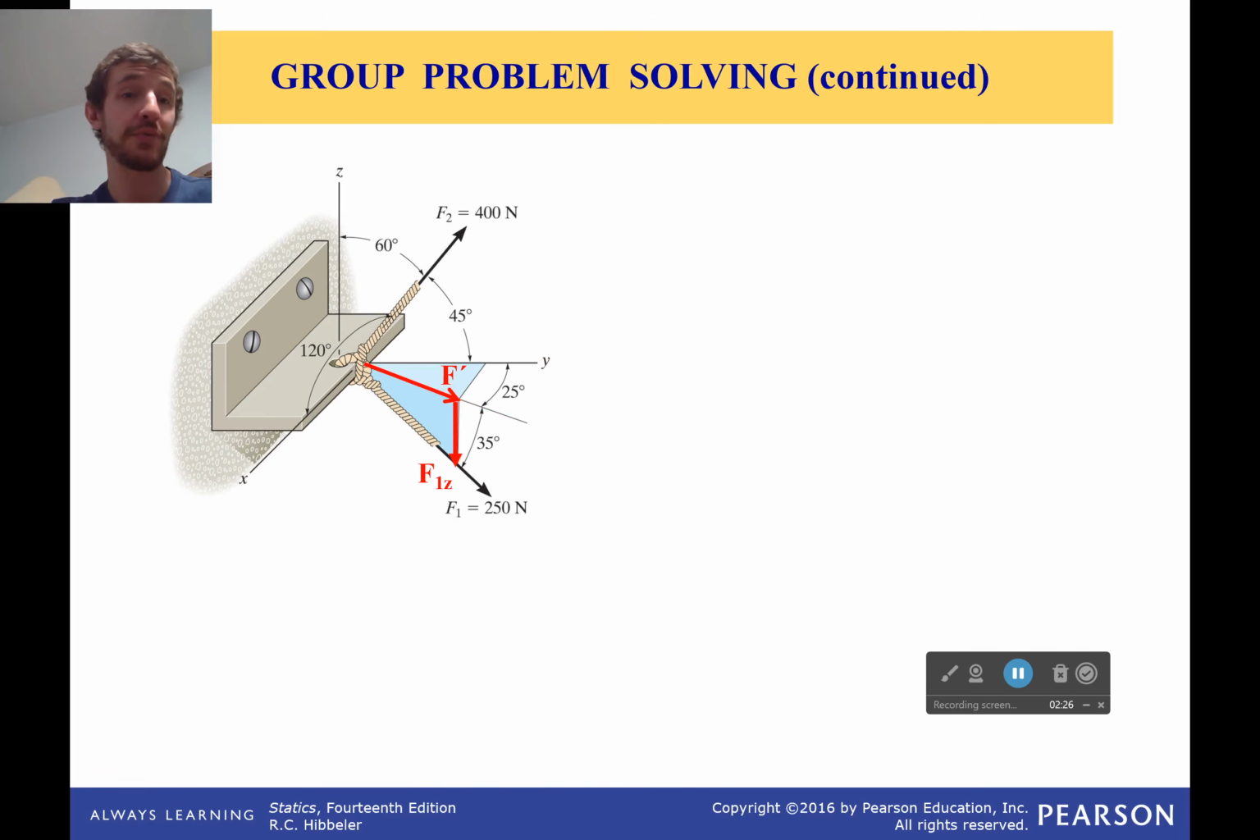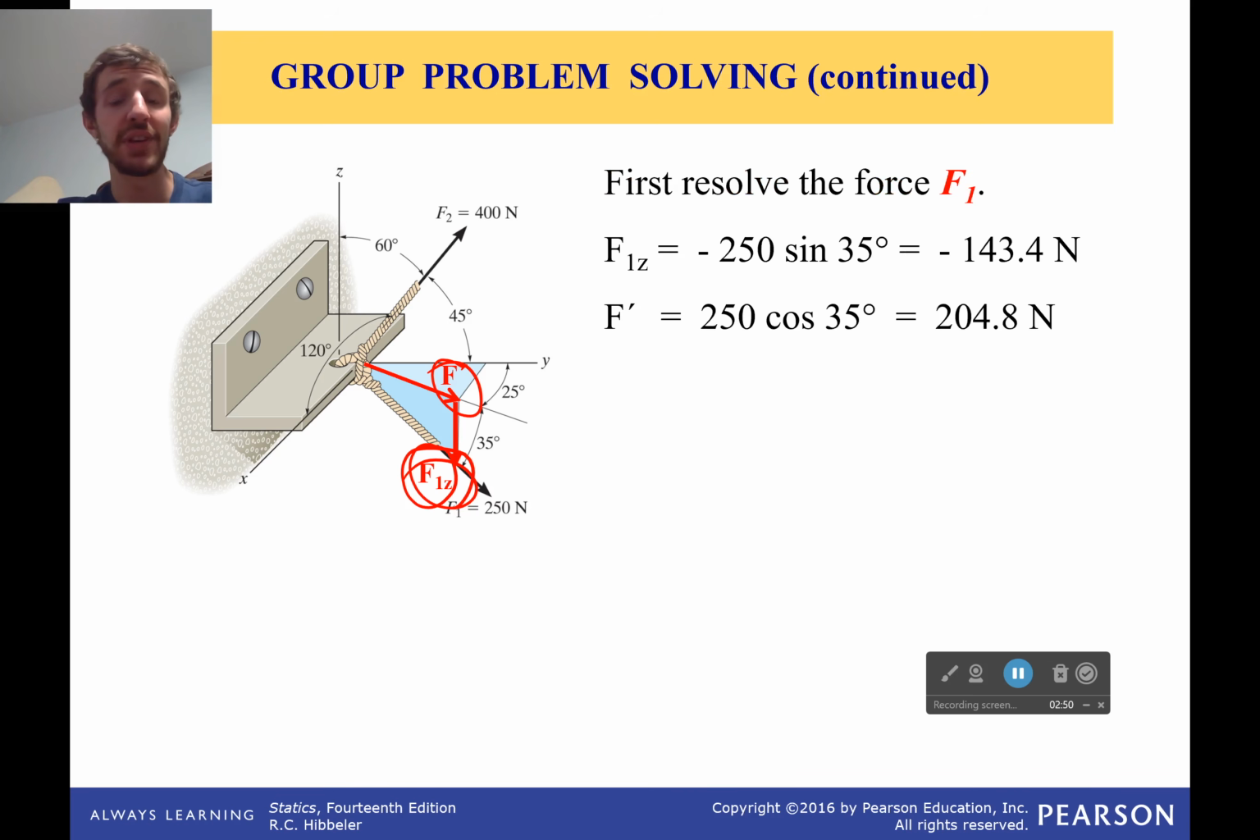So the first one we're going to do is force 1. It makes sense. Like I said before, we're going to break this up into 2 2D problems. It's a 3-dimensional vector. We can break it up into 2 2D triangles. So the first one of those is going to be calculating the z component and the f prime component of f1. So this is already one of the components down that we need to calculate. And we'll use f prime to calculate the x and the y components.